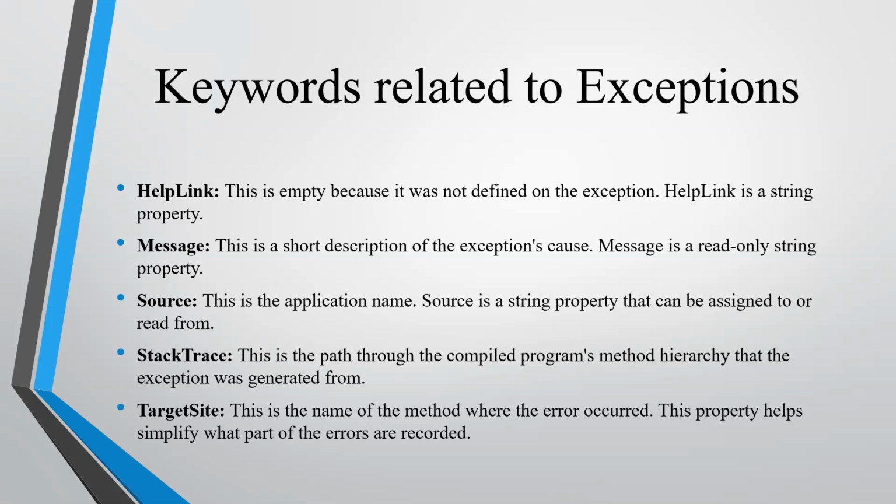Next is a very important one, StackTrace. This is the path through the compiled program's method hierarchy that the exception was generated from. So it gives us the path until the exception occurred in the program. Next is TargetSite. This property gives us the name of the method where the error occurred, like a page load event or a private function. So this property helps simplify which part of the errors are recorded.